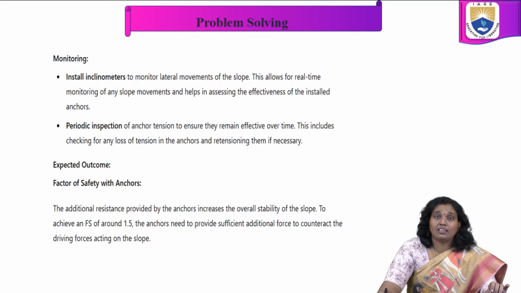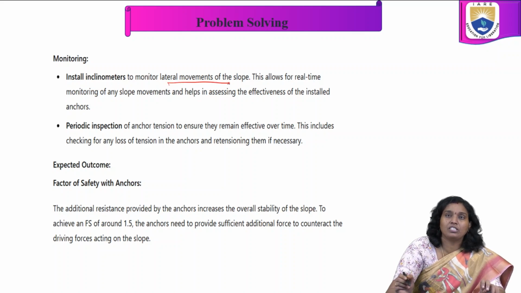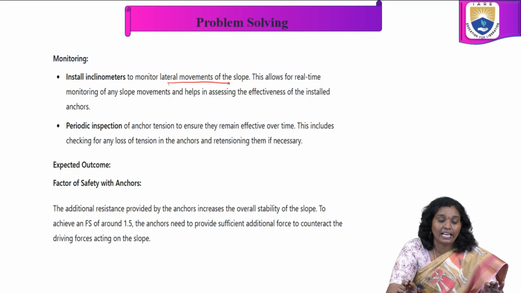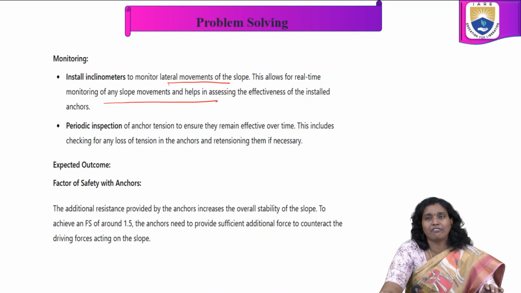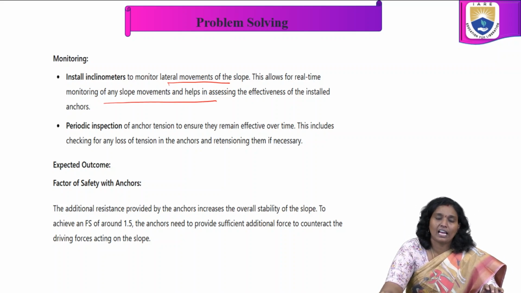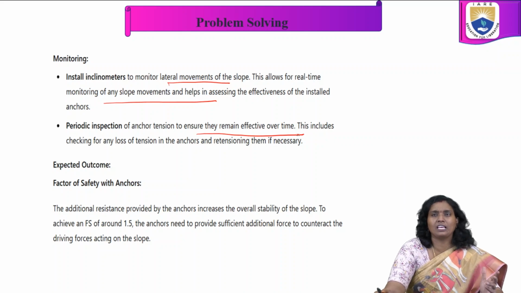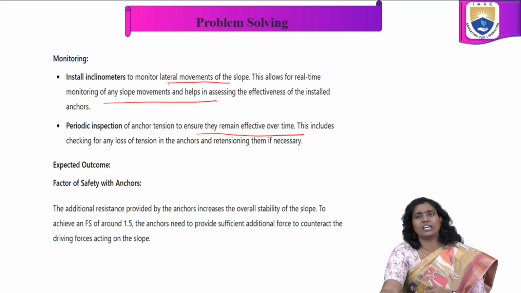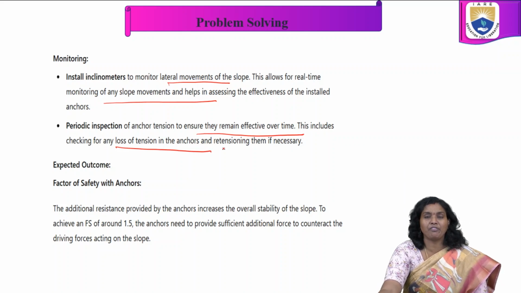Then the monitoring. Install inclinometers and carry out periodic inspection. The inclinometers monitor lateral movements of the slope, which allows real-time monitoring of any slope movements and helps in assessing the effectiveness of the installed anchors. In periodic inspection, we check anchor tension to ensure they remain effective over time. This includes checking for any loss of tension in the anchors and retensioning them if necessary.